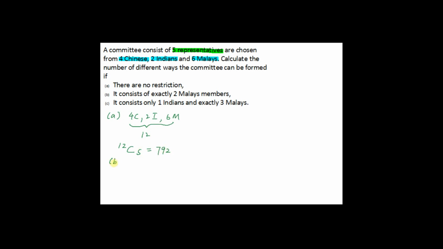792. Now we proceed to part B, where we calculate the number of different ways a committee can be formed if it consists of exactly 2 Malay members. Remember, you have to choose a total of 5 representatives. Now you want to have exactly 2 Malays. Therefore, you need to choose another 3 representatives from either Chinese or Indian.